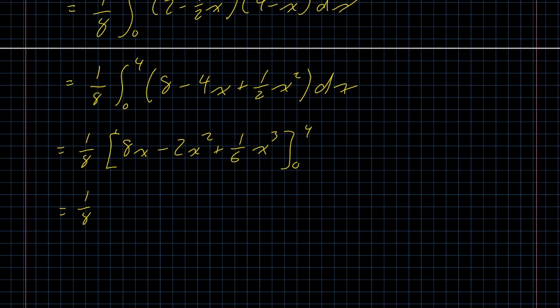Evaluate when x is 4. We end up with, well, 8 times 4 is 32. 4 squared is 16. 2 times 16 is 32. And 4 cubed is 64. Evaluate at the lower limit. I love it when the lower limit is 0 because then I just get a 0 here and I am very happy.